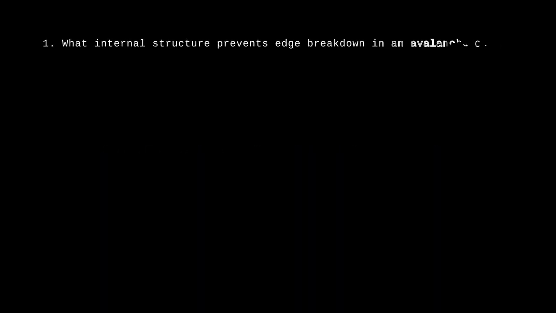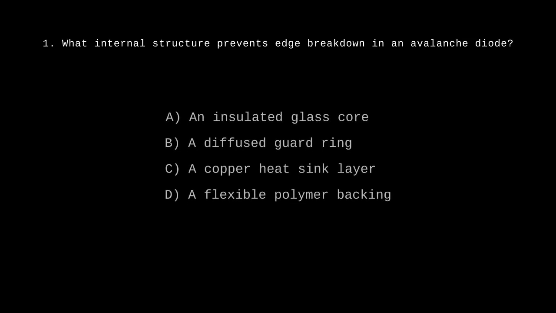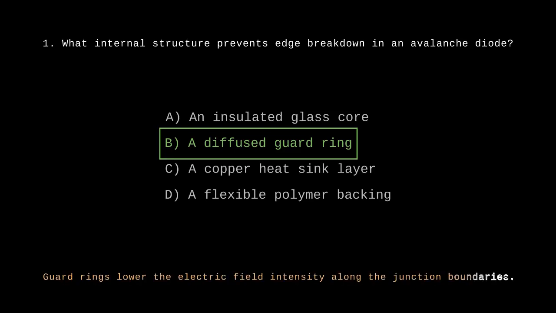Question 1. What internal structure prevents edge breakdown in an avalanche diode? A diffused guard ring structure is engineered around the junction edges to reduce electric field intensity and prevent early edge breakdown.